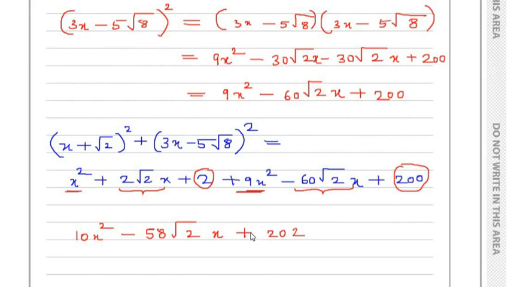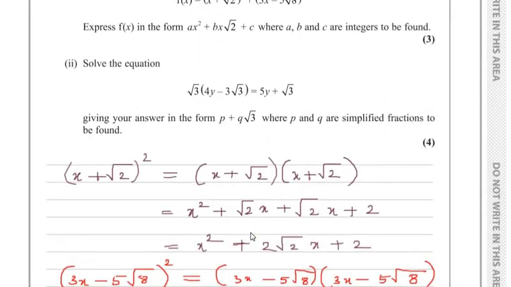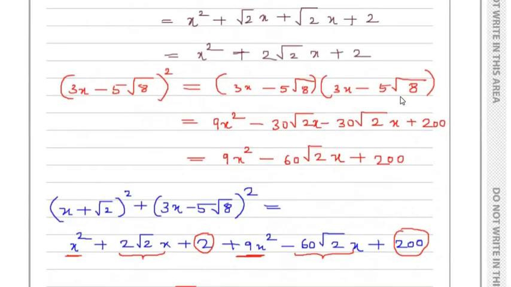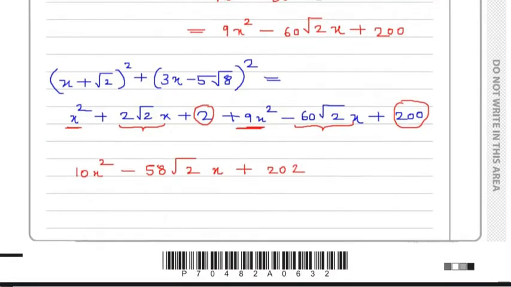So this is the answer we get, and let us check now what they want us to do. We have to express f of x in the form ax² + bx√2 + c, where a, b, c are the integers to be found. So let us compare now with the given format. So we have here ax² and they have given it as plus bx√2 and plus c.